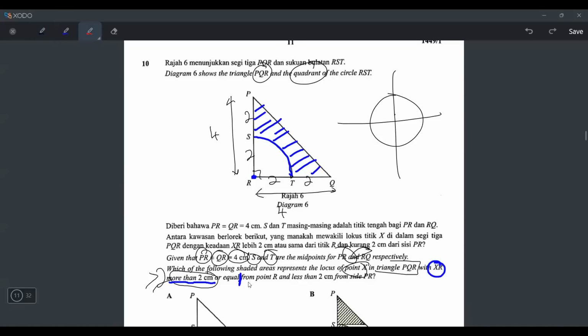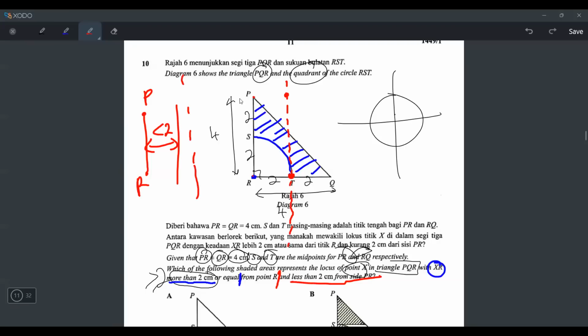Okay, let's use red color this time. From point R and less than 2 cm from side PR. Okay, where is PR? PR is here, right? But they say less than 2 cm from PR. So this is P, this is R. And they say less than 2 cm from side PR. But we already know the answer must be in this diagram, so definitely on the right side. It means this has to be less than 2 cm, right? If from PR I go to the right 2 cm, R to the right 2 cm is here, P to the right 2 cm is here. So this is the line, this is the cutoff point.